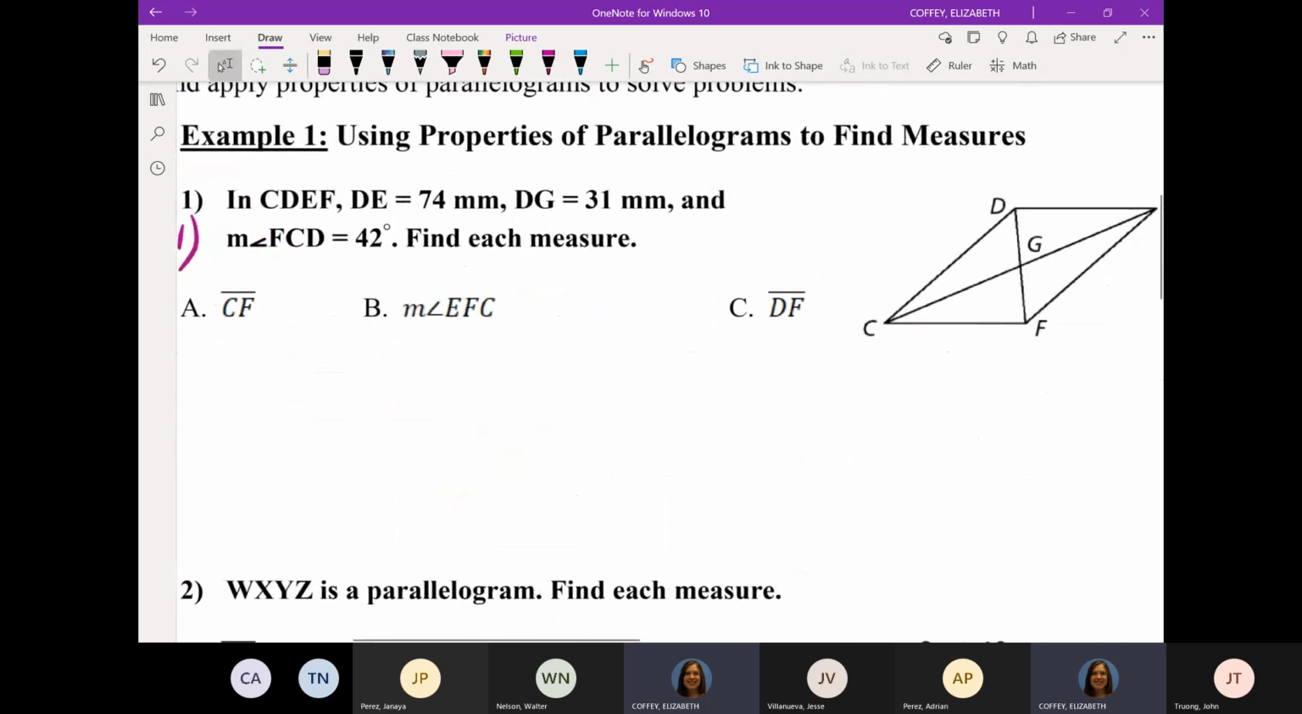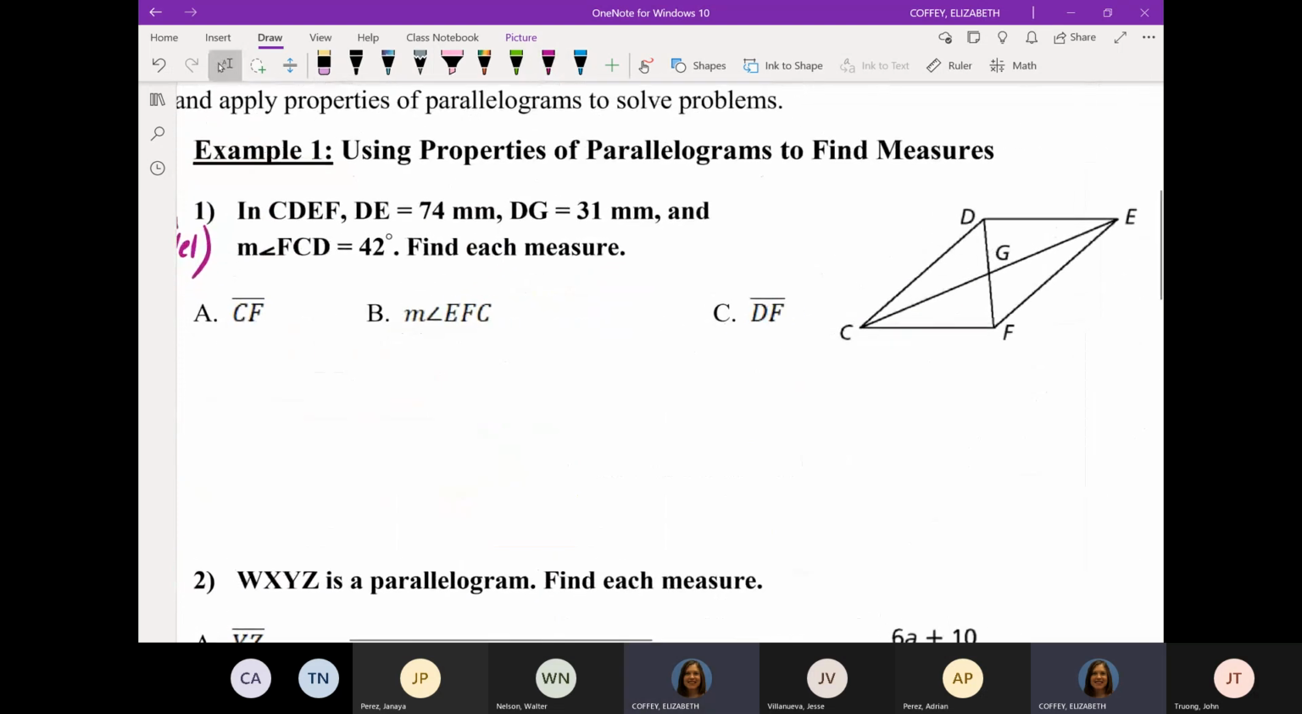In parallelogram CDEF, DE is 74. Let's label DE 74. DG is 31. And the measure of angle FCD is 42. So that's that whole angle C right there. I'm just going to put 42 out to the left of that. Find each measure. First one's pretty easy. First one we want to find is the length of C to F, right here.